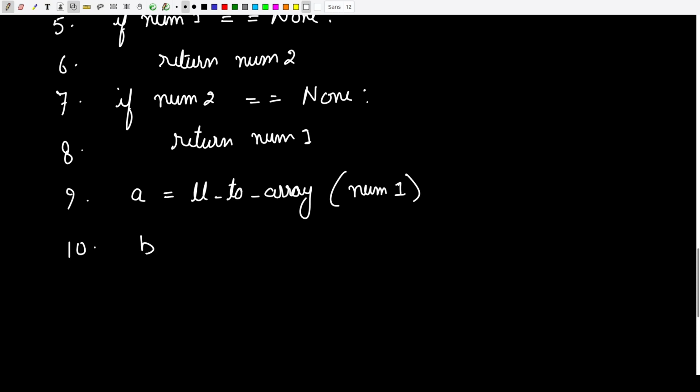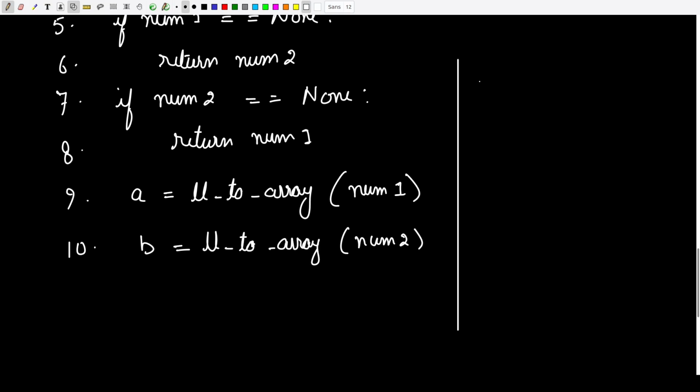So A is an array which contains the array representation of linked list. Similarly, B is another array which contains the array representation of second linked list. So what I mean by this is, let us say num1 linked list contains 1, 2, 3.